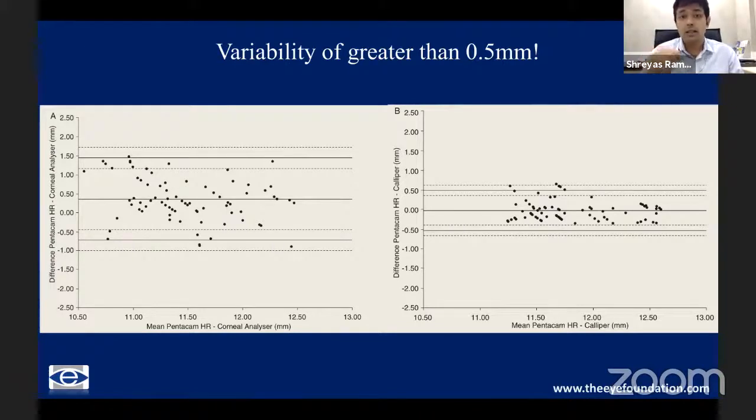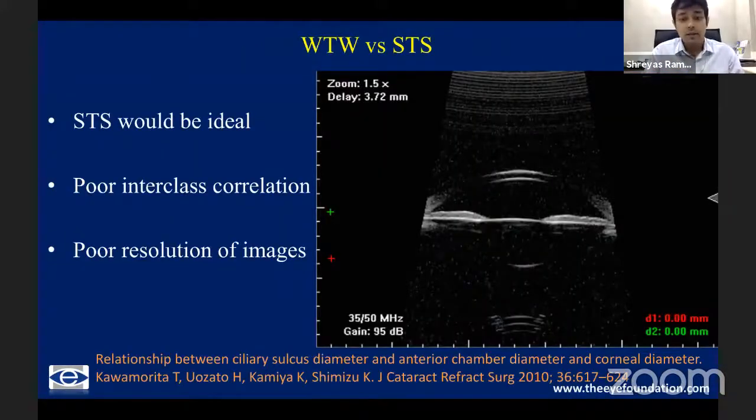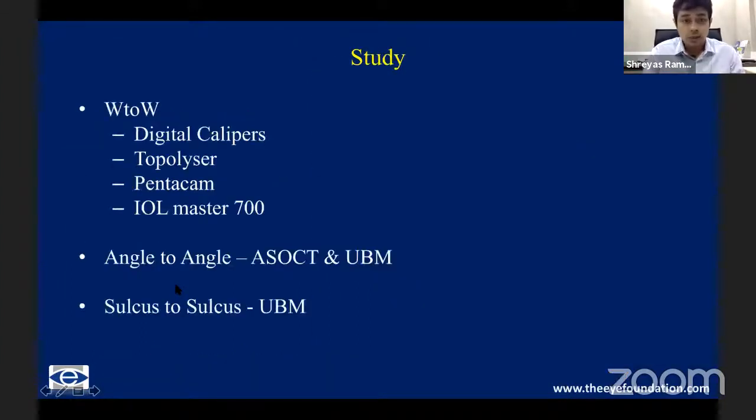So this goes on to say that there is a great number of outliers which either exceed or are lower in terms of the measurements, although the mean may not be statistically different. As already mentioned, while S2S might be ideal, it has poor interclass correlation and poor resolution of images with the standard 50 megahertz devices which we use. Only the very high frequency, like the Artemis, has been proven to be of some use, but all the standard ultrasound devices that we use for UBMs are not adequate.